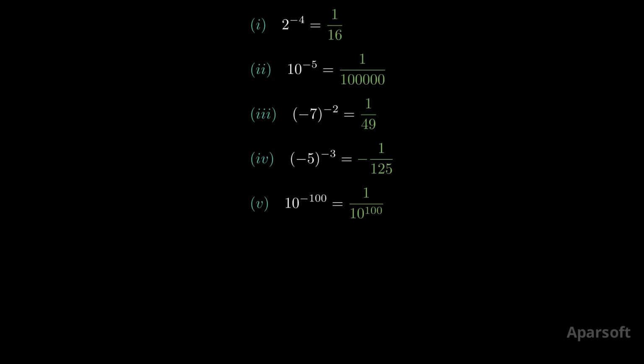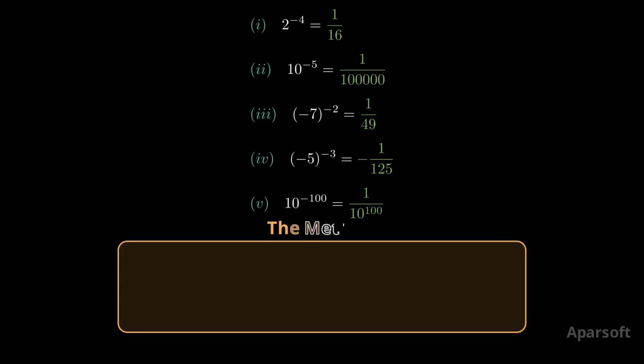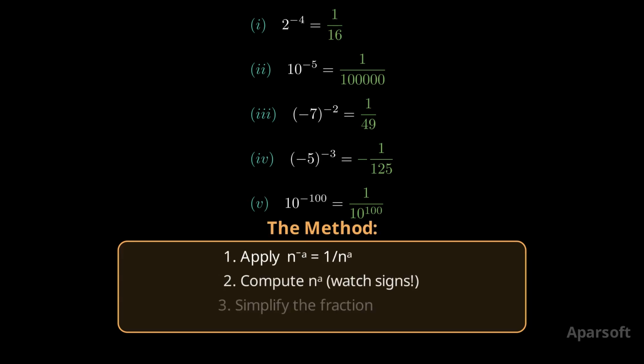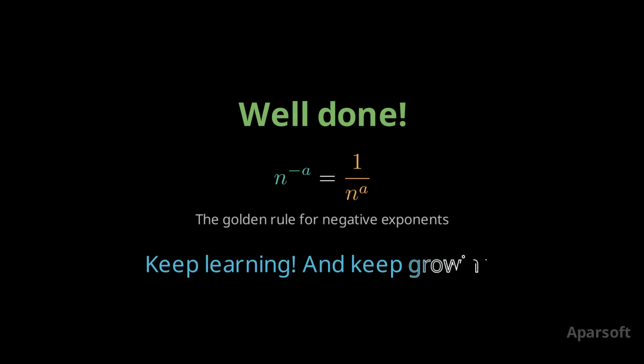The method is always the same. Flip it into a fraction using n to the negative a equals 1 over n to the a. Then compute the denominator. And remember, with negative bases, even powers give positive results. Odd powers give negative results. Negative exponents are not so scary once you realize they are just fractions in disguise. Flip the base and power and you have got it.